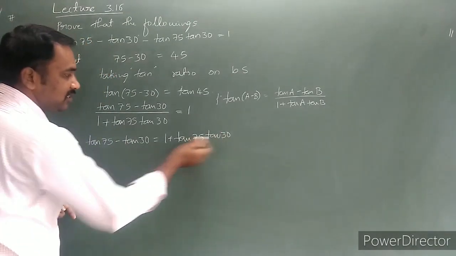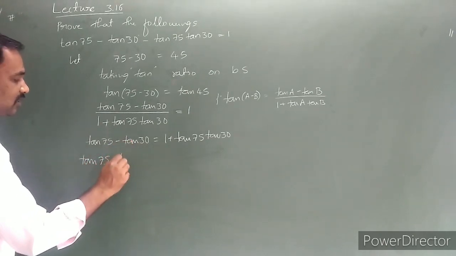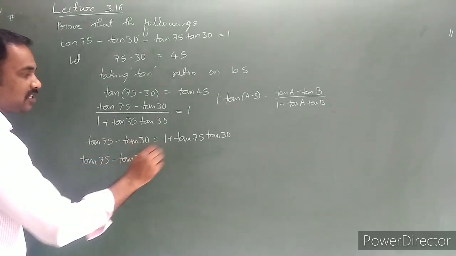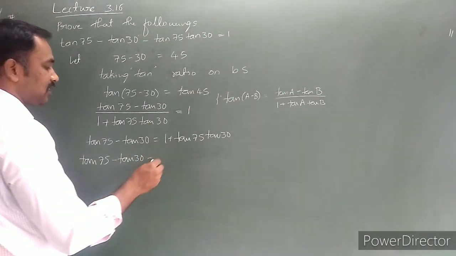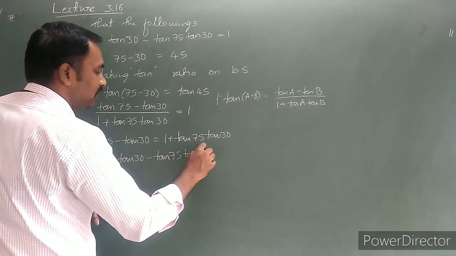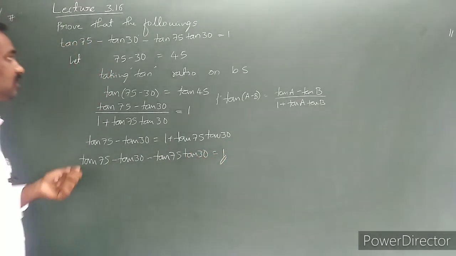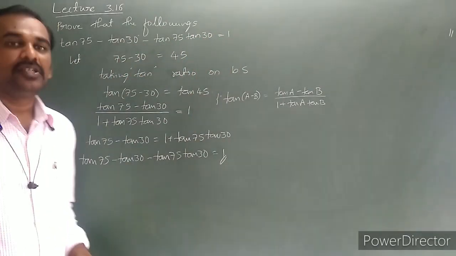So take this second term to the left hand side. What will you get? Tan 75 as it is, minus tan 30 as it is. This positive quantity comes to the left hand side and becomes negative. So tan 75 into tan of 30 is equal to how much? 1. Have you got that? Required result, LHS equal to RHS.